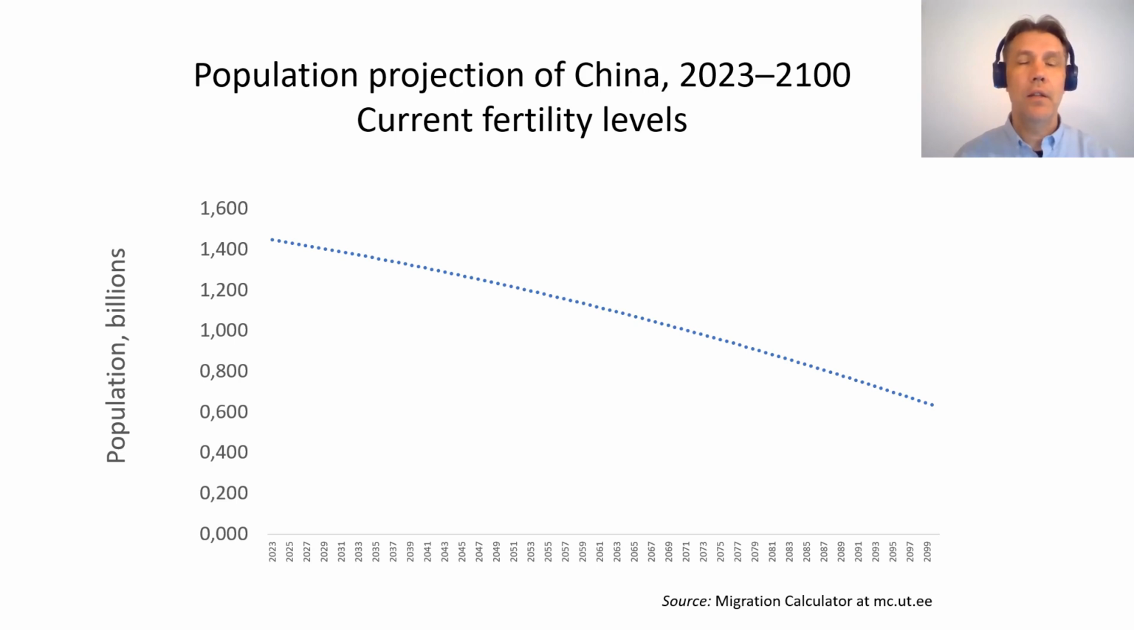And so the important question then would be: would the three-child policy help to change this trend line, or could migration help to reduce the population decline of China? And if so, how many people would China need to migrate into the country to keep its population stable?